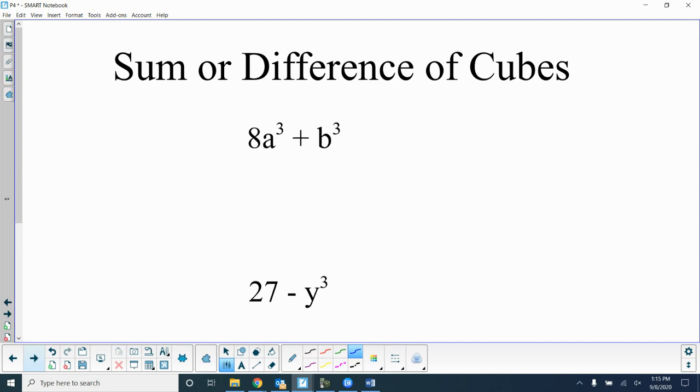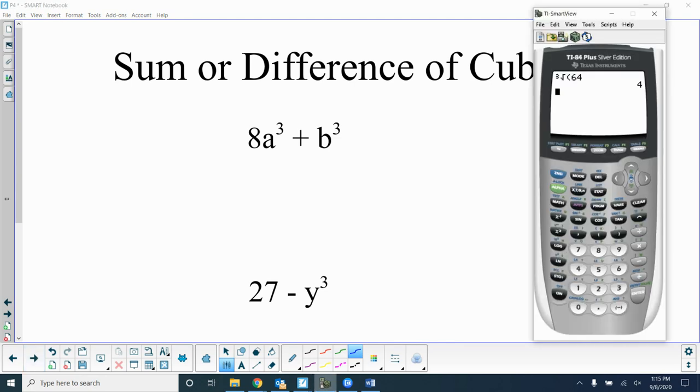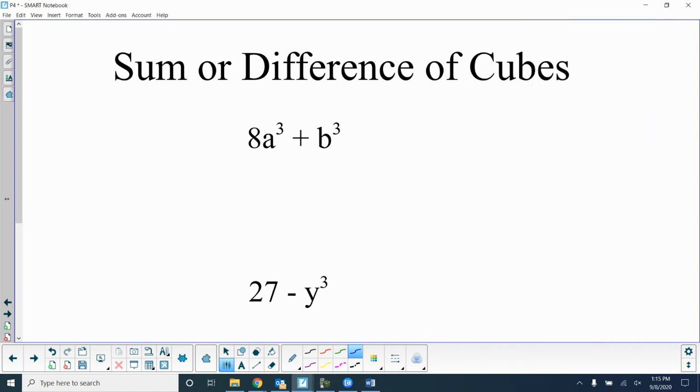Okay? If you're not sure, go to your calculator, hit math. Number 4 is the cube root. So hit 4, and let's say you're looking at a 64. Checking that. Would you say yes, it's a perfect cube? You would, wouldn't you? Okay. I think I already showed you that today, didn't I?